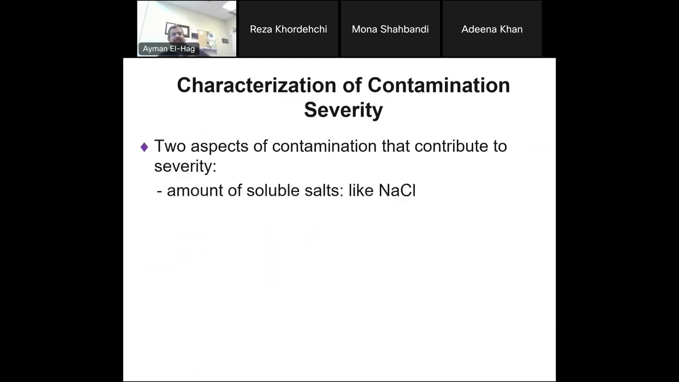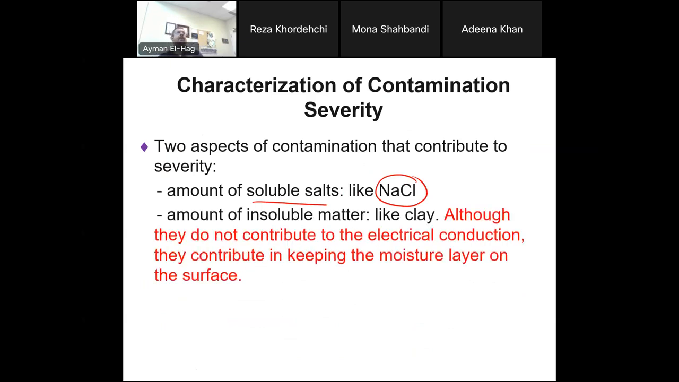So there are basically two factors that decide the severity of the contaminant. The first one is how much soluble salt, conductive particles like NaCl, is available, and also how much inert material, like clay, there is. Now the clay, although it does not contribute to the conduction or the development of the leakage current, contributes indirectly by holding the NaCl, because the NaCl needs something to hold it to the surface. And that is the job of the insoluble matter or inert material like clay.